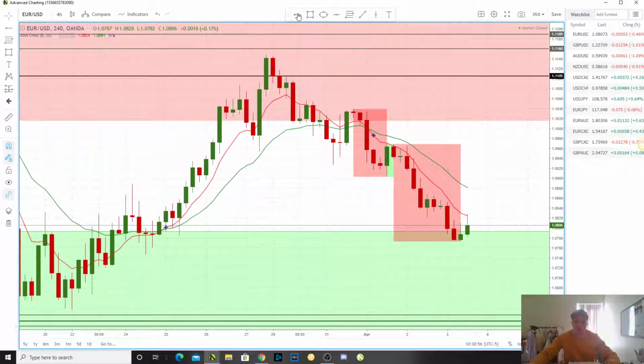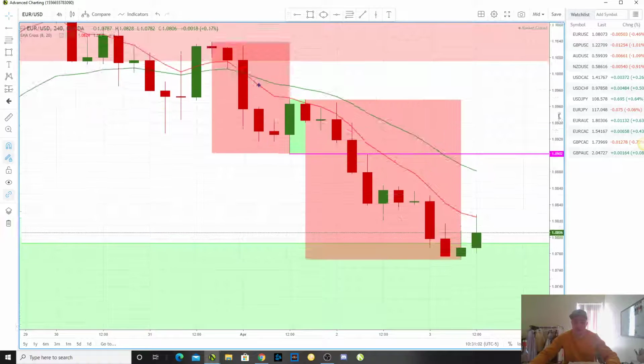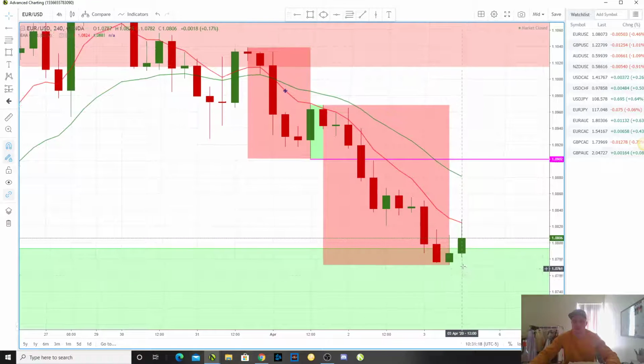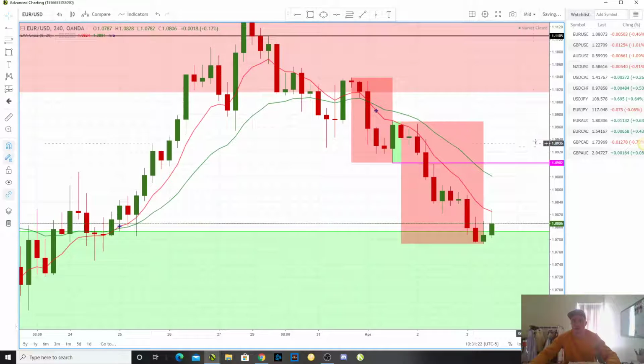Green. So all I look for here, for those of you guys that haven't seen these videos, is the closes. So this closed out or above the high of the previous candle, so it gets a green box. And then right here was the close below, but this was the highest point. So that's where it gets the red box. And it'll keep getting a red box until a candle closes above the high of the previous candle there.